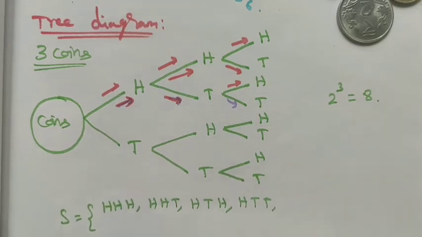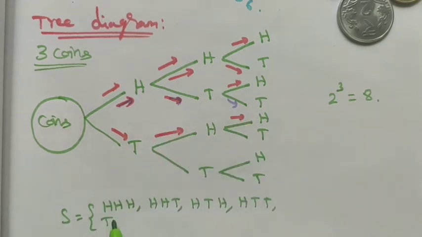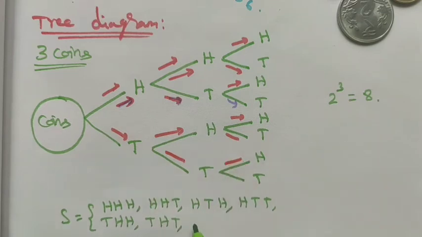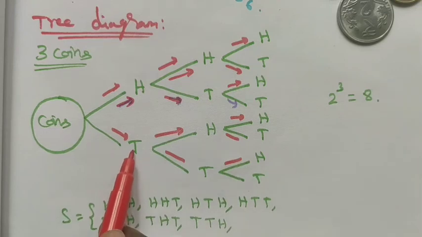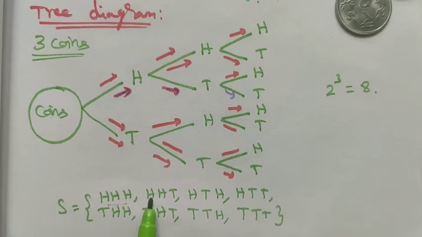Next the first one is tail: tail, head, head. And then tail, head, tail. And the next one is tail, tail, head. And then finally we get tail, tail, tail. So check this sample space. There are no repeated terms. All the outcomes are: head, head, head; head, head, tail; head, tail, head; head, tail, tail; tail, head, head; tail, head, tail; tail, tail, head; and tail, tail, tail. So this is the sample space. So n(S) is equal to 8: 1, 2, 3, 4, 5, 6, 7, 8.